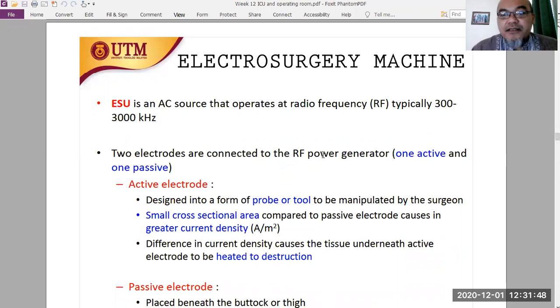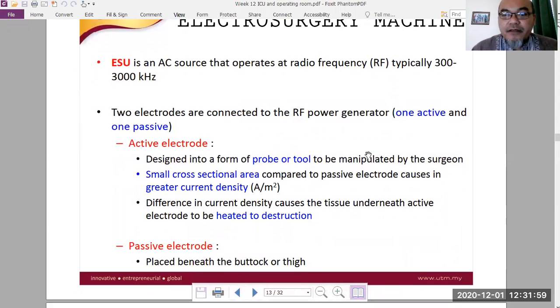Two electrodes are connected to the RF power generator. One is active and one is passive. The active electrode is designed to form a probe or tool for manipulation by the surgeon. The small cross-sectional area compared to the passive electrode causes greater current density. This difference in current density will cause the tissue underneath the active electrode to be heated to destruction, either for cutting or for cauterizing. Cauterizing is to close the wound by burning. The passive electrode is placed beneath the buttock or the thigh.